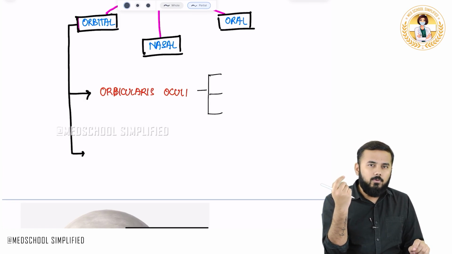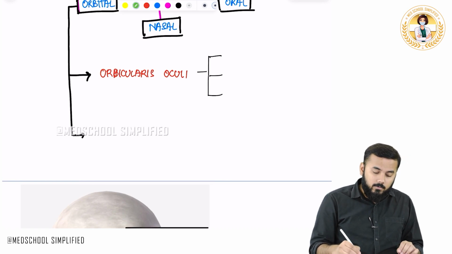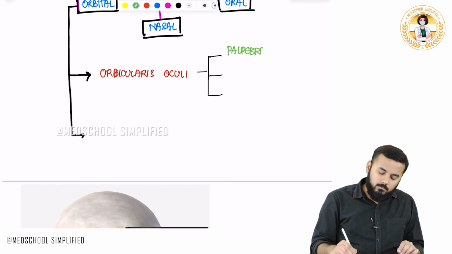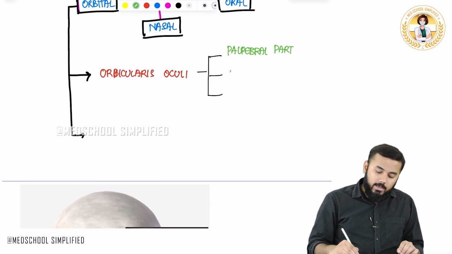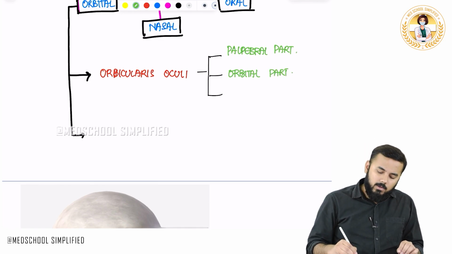So how many parts do we have? We have three important parts: the palpebral part, the orbital part, and the lacrimal part.